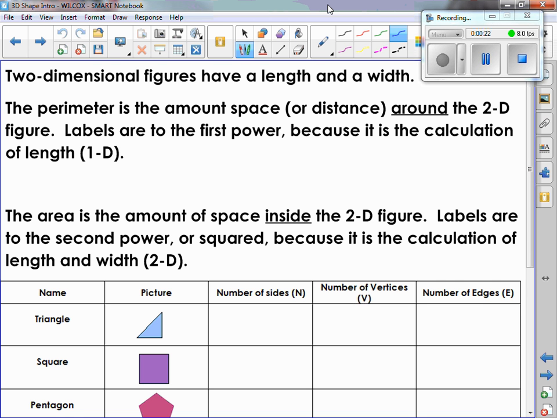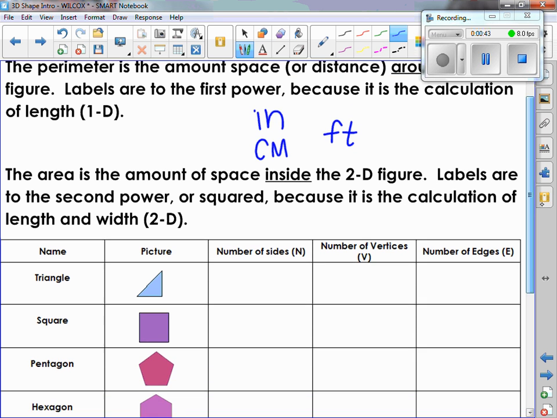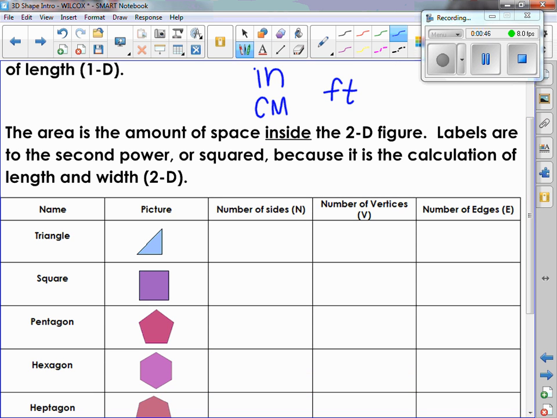Remember, perimeter is the amount of space or distance around the 2D figure. Labels are to the first power, meaning my label is inches or centimeters or feet, etc. We don't have the exponent of 2. It's just plain old feet or inches. Whereas the area, its label is to the second power, meaning inches squared, centimeters squared, etc.